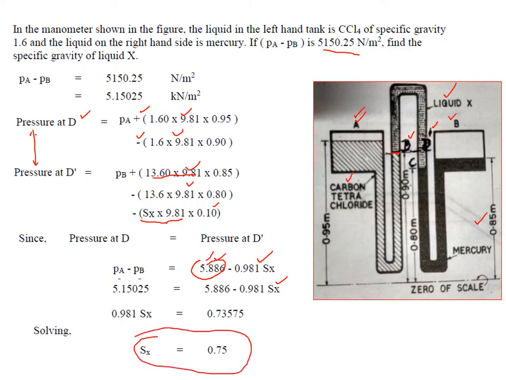So now you can note that specific gravity is lesser than here, because it is inverted, so it can stand. So that's why the specific gravity of this is always lesser than the carbon tetrachloride. So you should not get an answer something like 1.8, which is absurd. Here it has to be lesser than carbon tetrachloride. So therefore the answer you got is 0.75.